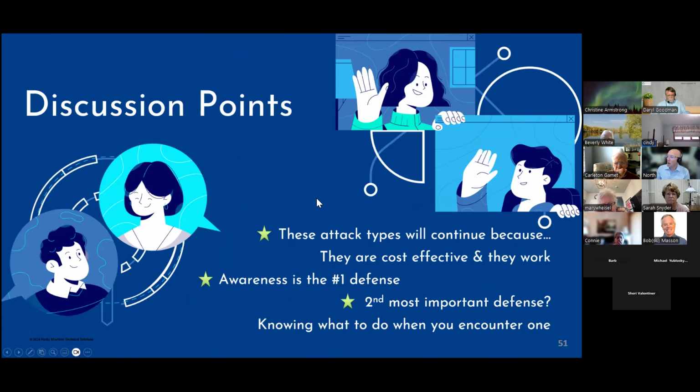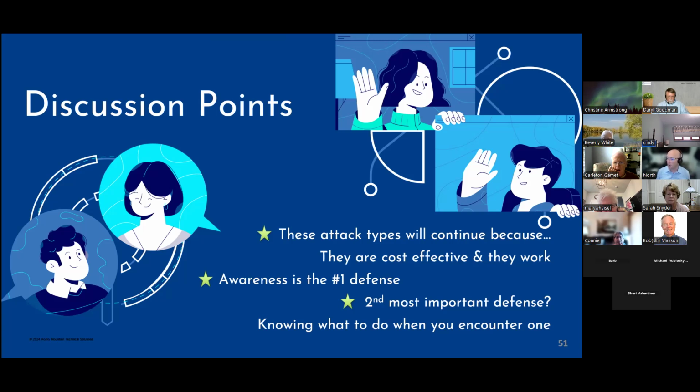Now, discussion points. These attack types are going to continue because they're cost effective. They can generate trillions of these a year at no cost or low cost to them, and they work. 3 out of 10 phishing emails, 9 out of 10 text phish are read. The number one defense is awareness. If you are aware that these occur, you are much more likely to be able to defend yourself because you know you can spot it.